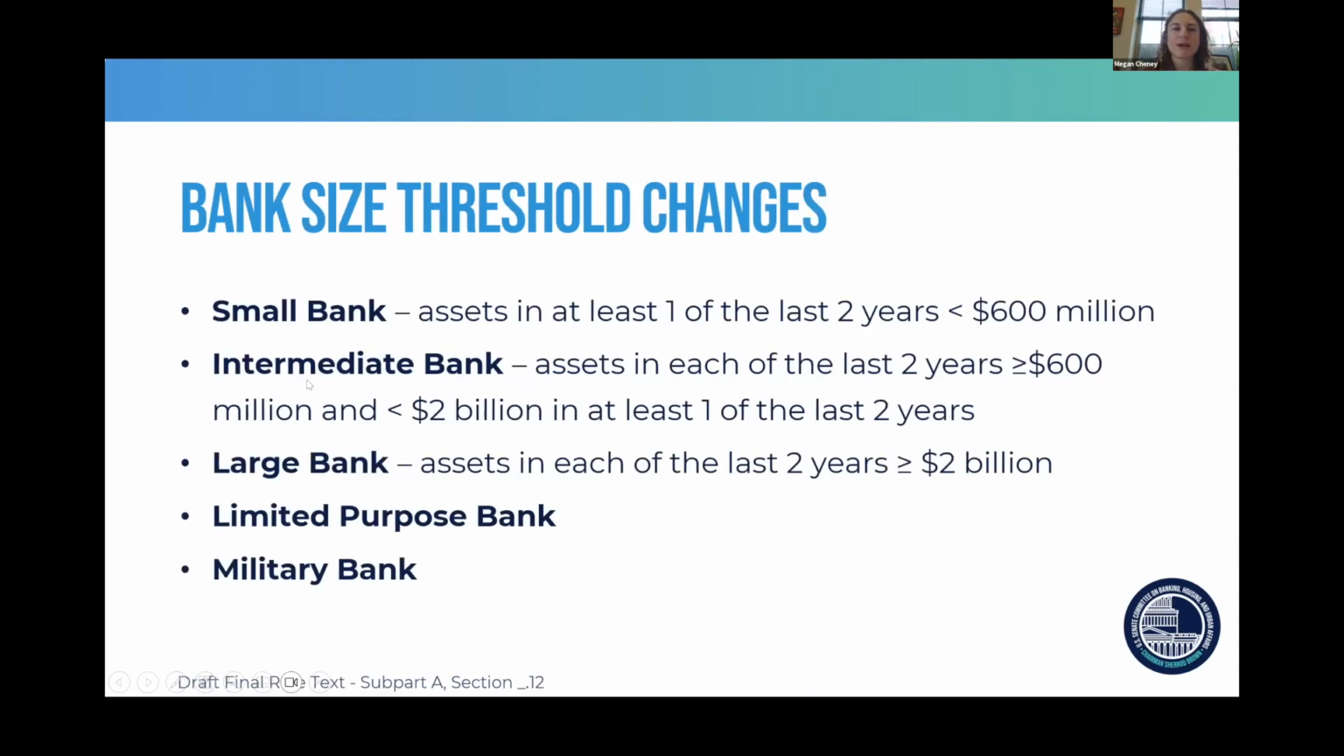So a couple of quick updates on the changes. They changed some of the size thresholds for banks. What size bank it is determines what tests apply, and what types of Community Reinvestment Act assessments they'll be subject to. So the small banks are anything with assets in at least one of the last 2 years of less than $600 million. Intermediate banks are between $600 million and $2 billion in assets, and large banks are anything with $2 billion or more in assets.